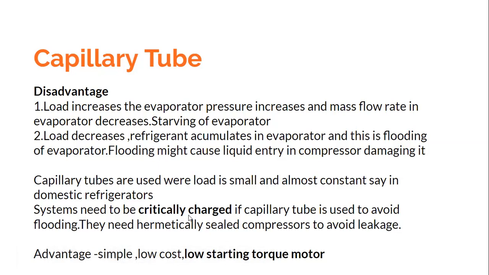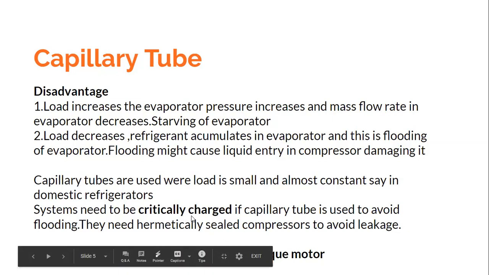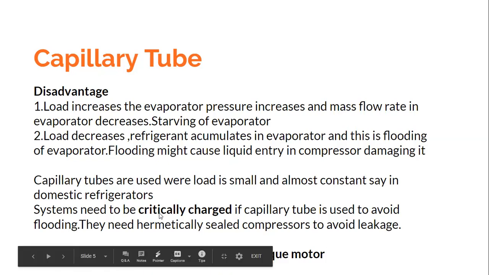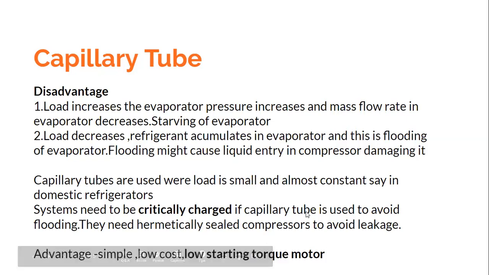Second is, because we are critically charging the system, if there is a leakage, then that might create a deficiency of the refrigerant, and then the refrigeration system or the air conditioning system won't be able to cater to the loads. So that is the reason why we need to make sure that the refrigerant does not leak. And it will not leak if you have a compressor which is hermetically sealed. So this we need to keep in mind, that with a capillary tube, one needs to have a critically charged system, and second, the compressors need to be hermetically sealed, and that is the disadvantage that has arisen because it is not good at varying loads.